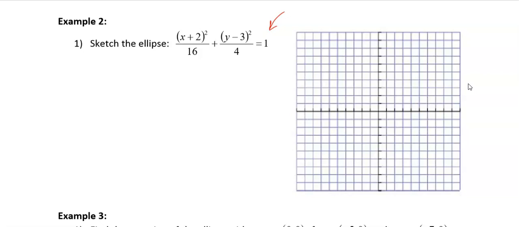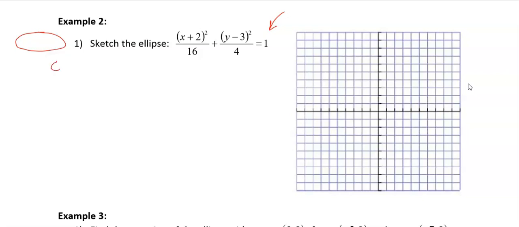And I can see that the larger of the two denominators is under the x squared term, which tells me, everyone, that this ellipse is going to be stretched out horizontally. Now, that's important. That's actually vital for locating my vertices and my co-vertices and my foci.